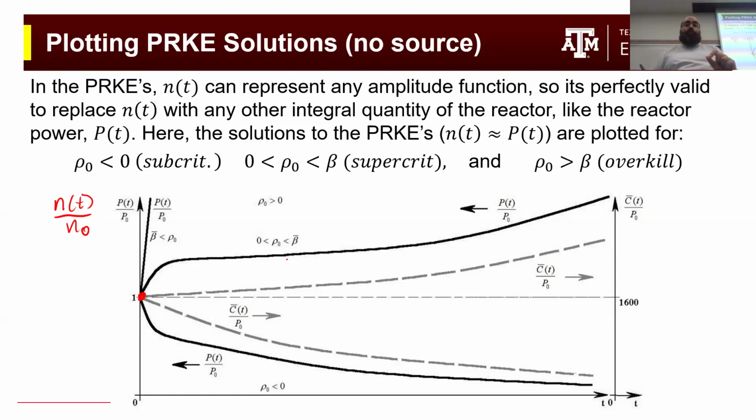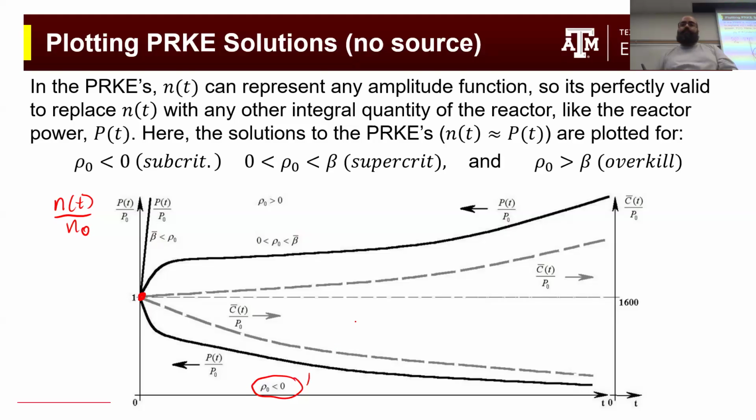This plot shows how the system responds to various reactivity insertions. If rho 0 is negative, that means I'm subcritical, and that's this downward line, where it drops really quickly at the beginning, and then all of my exponential time constants are negative. So as time goes forward, it looks like a single decaying exponential.